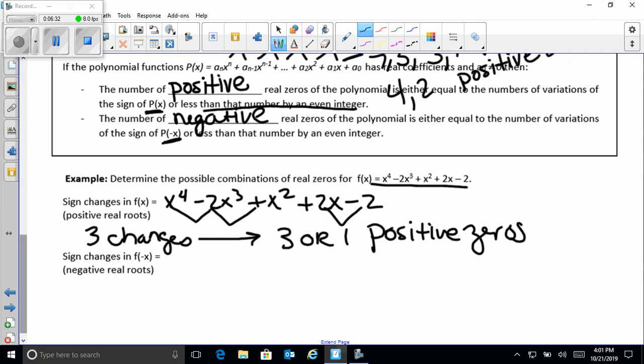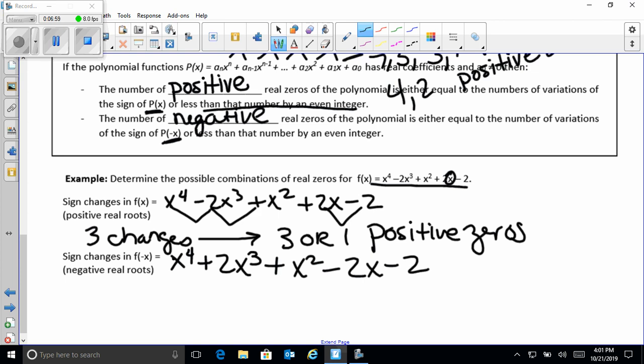Now, if I replace x with a negative x, that would be x to the 4th, plus 2x to the 3rd, because if I plug in a negative for a cube, that means it would be negative, but I already had a negative out there, plus x squared, because if you plug a negative x into x squared, it stays positive, minus 2x, because if I plug in a negative here, that's going to make that a negative, and a minus 2.